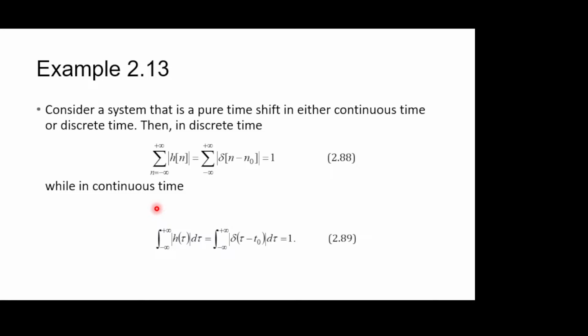Let's see two examples of stable and two examples of unstable systems. First we have an example of a stable system. The examples of stable systems are those time shift systems, in either continuous time or discrete time. The system with h equal to delta of n minus n naught, or delta of t minus t naught. So we claimed this before, so let's see.